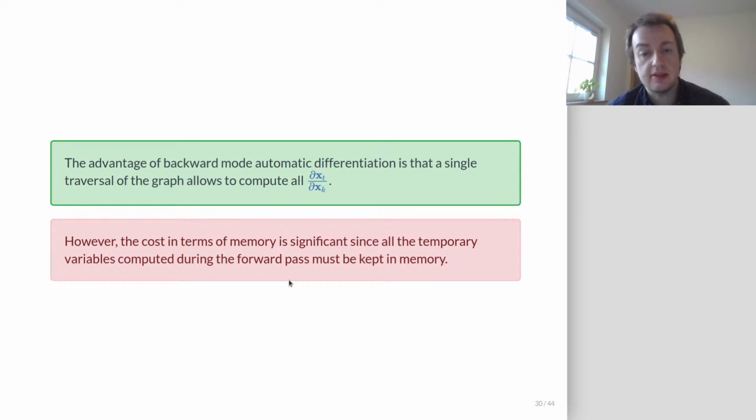However, and this is something maybe which is not obvious, the cost of that algorithm in terms of memory is significant because we do need to keep all the temporary variables computed during the forward pass. We cannot erase them as we could in the forward mode of automatic differentiation. So the memory complexity of that algorithm is at least as large as the sum of all the intermediate variables that you need to compute in the forward pass. And so if you are dealing with very large graphs, for example, big compositions of neural networks, this may be problematic in some cases.